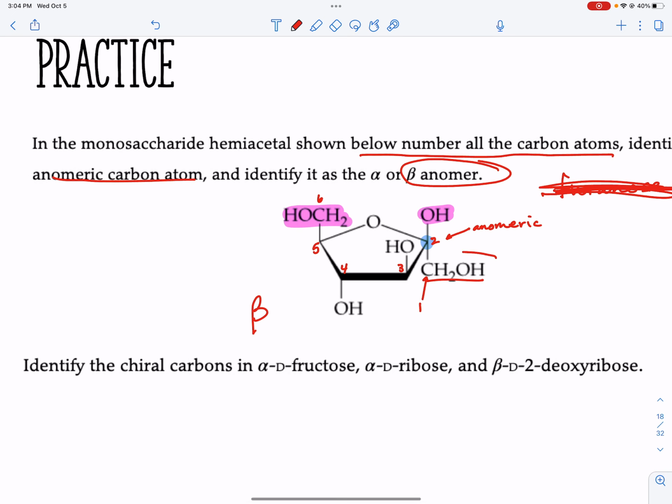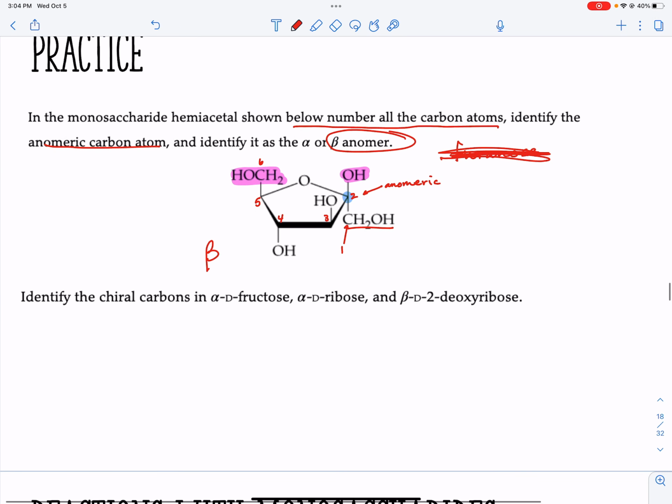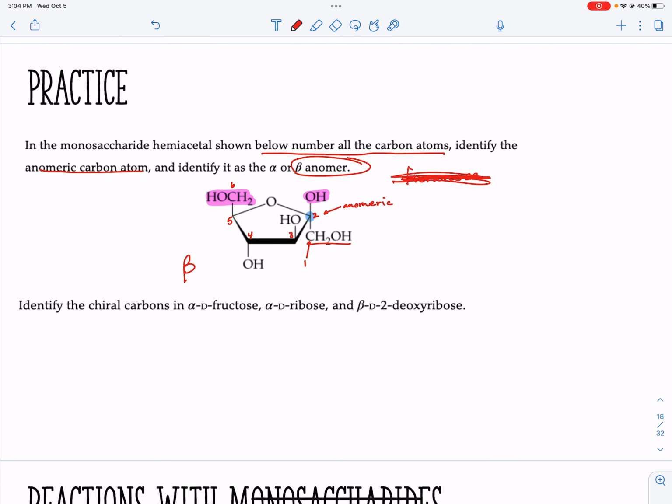I know you might be thinking, but there's a CH2OH down here, but we're not focused on this particular CH2OH except for the numbering. You're just considering the hydroxy group and the CH2OH that is carbon 6 for naming the alpha or beta. Okay, then it says identify the chiral carbons in alpha D fructose, alpha D ribose, and beta D2 deoxyribose. So I'll do one of these as an example, and then I think the other 2 would be good practice. So let's go find fructose, alpha D fructose.